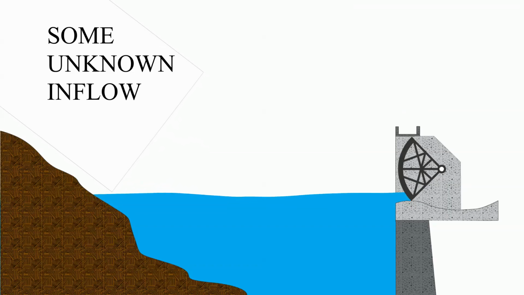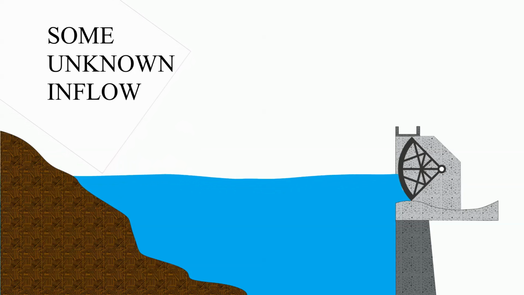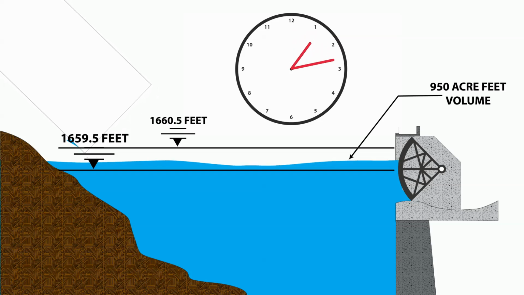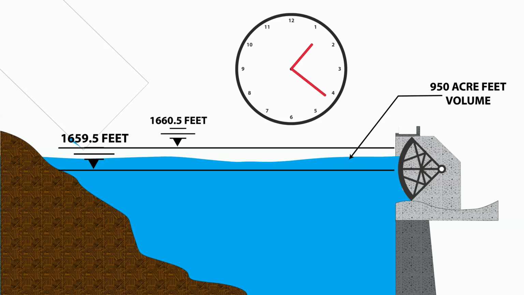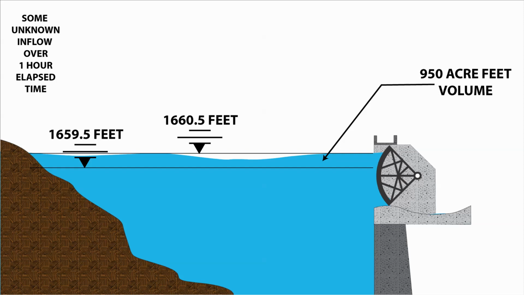Now let's determine how a changing lake elevation over time can be used to determine the unknown inflow. The spillway gates have been closed and the lake rises 1 foot over a period of 1 hour. When a lake elevation has changed over a period of time, the volume in the lake at the lower elevation can be subtracted from the volume in the lake at the higher elevation. This gives the net change in the reservoir volume. This change in reservoir volume over time in units of acre-feet per hour can be converted into units of cubic feet per second.